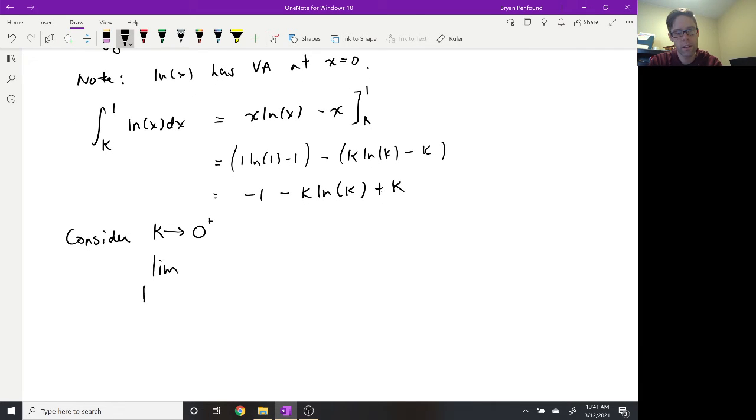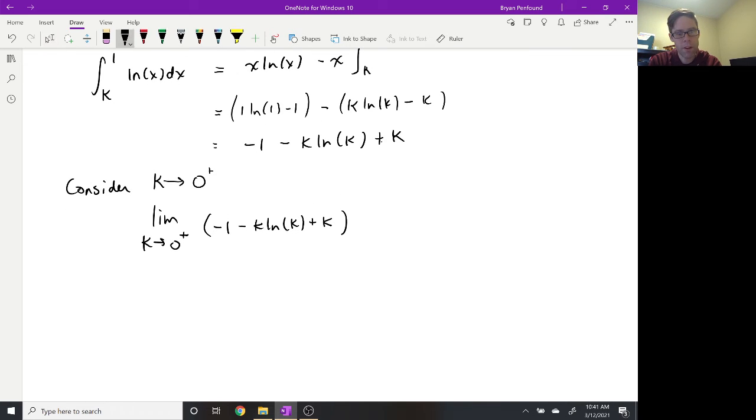So we would like to consider the limit as k gets closer to 0, but from the positive side, from the right-hand side, so a little plus sign here, of this expression. All right, I'm going to break this up into 3 limits across the subtraction and addition sign here. So we're going to have the limit as k tends towards 0 from the right of -1. And then we're going to subtract the limit as k tends towards 0 from the right of this expression, k ln k. That's going to be the hard one, I think, to do. Then we're going to have the limit as k approaches 0 from the right of k. That's the easy one to do.